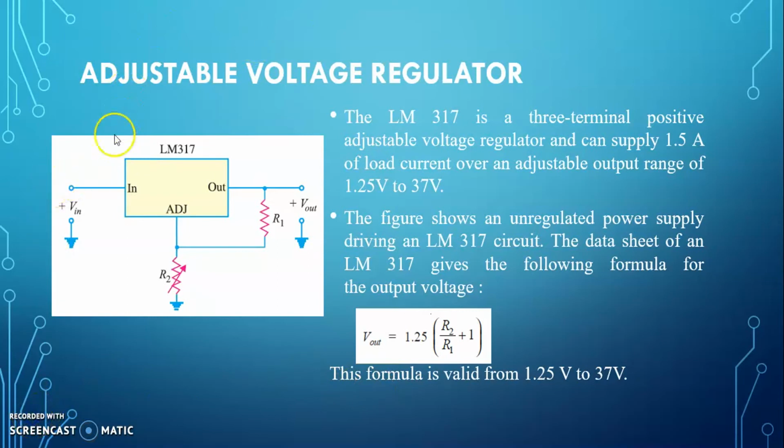Here the unregulated DC voltage is given to the input of the adjustable voltage regulator LM317. This unregulated DC voltage is coming from the filter output. Here the LM317 provides the adjustable output voltage in the range of 1.25 volt to 37 volt.